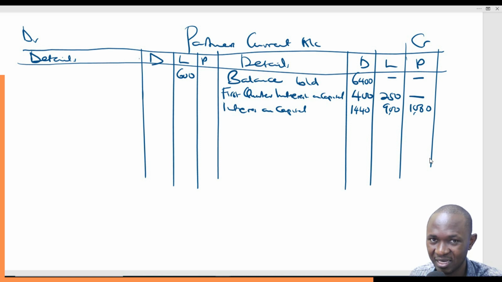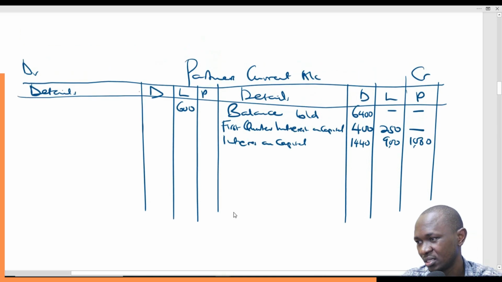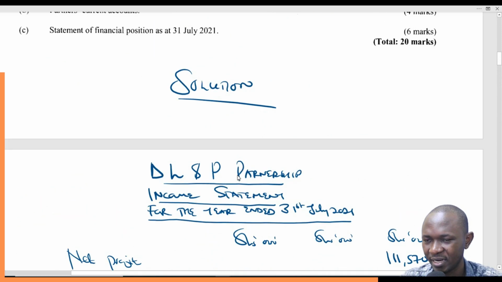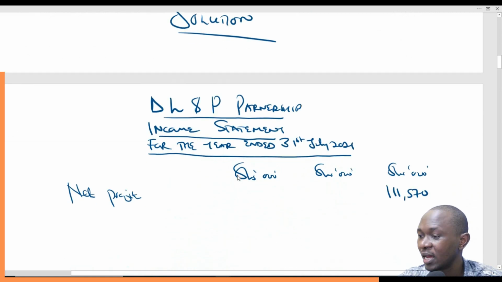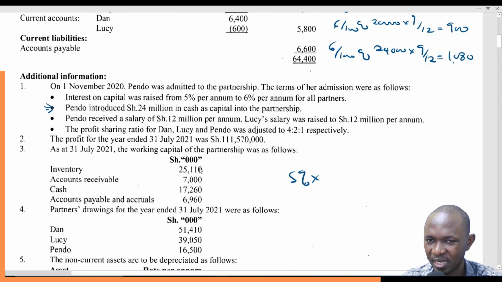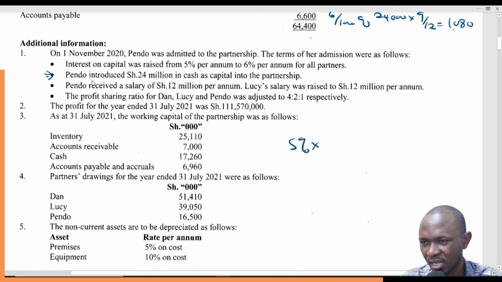Interest on capital is a credit account because it increases the partners' wealth in the business, rather than the liabilities of the business. So it's found on the credit side. Okay, we can as well put that here, but let's just proceed with the partner's current account. Then we'll lift everything to the appropriation account. It can also work that way. So let's move on to the second item.